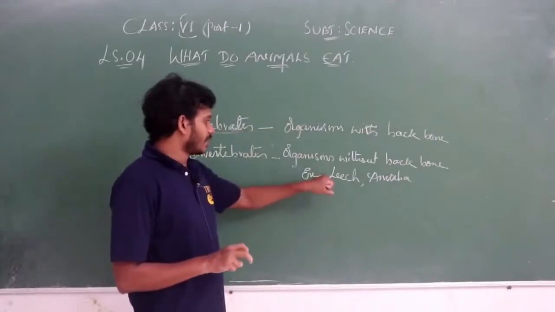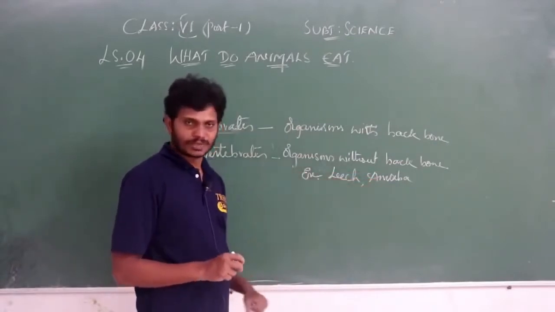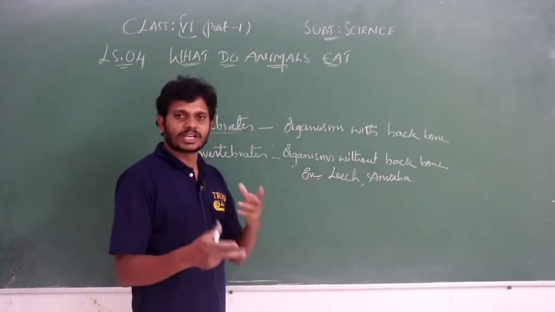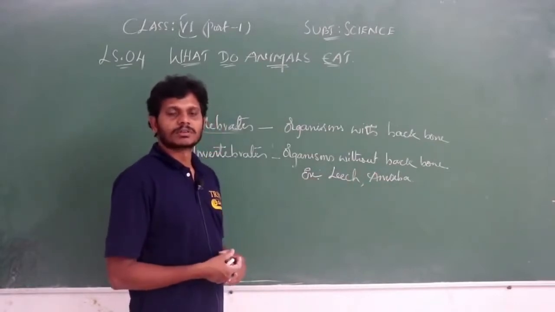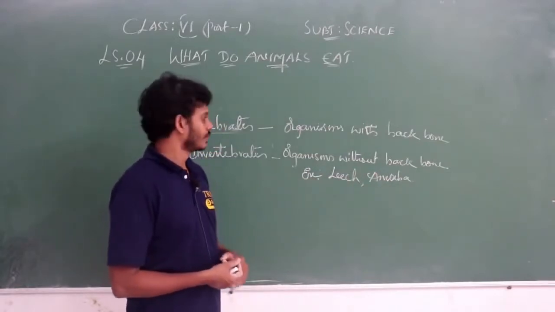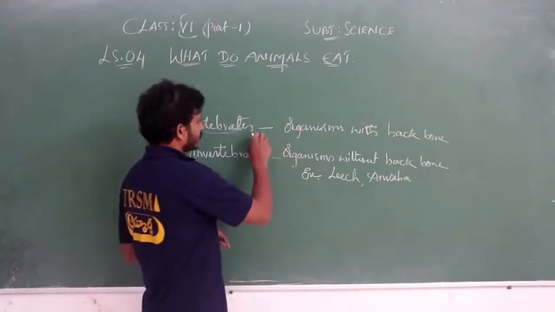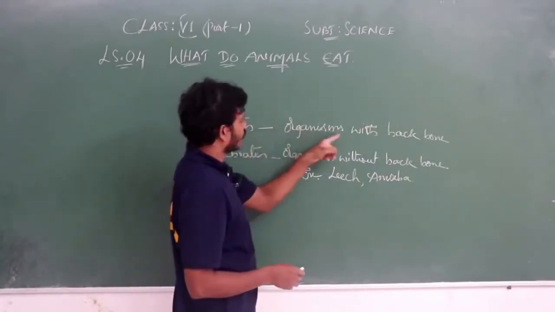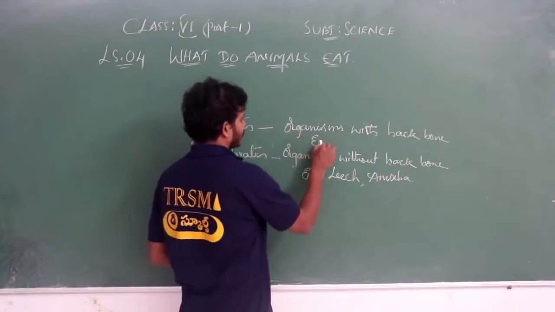It can be twisted into any shape. This can be twisted into any shape because the backbone is absent. And next, what about organisms with backbone? What are the examples for this?